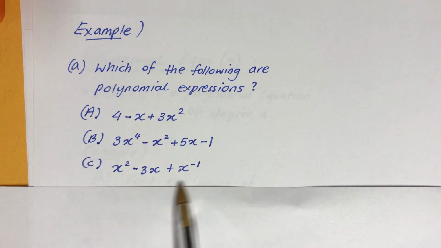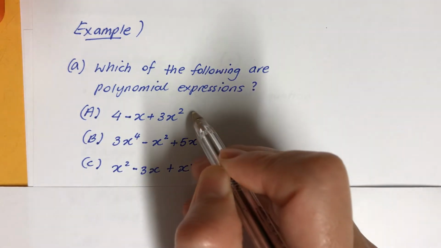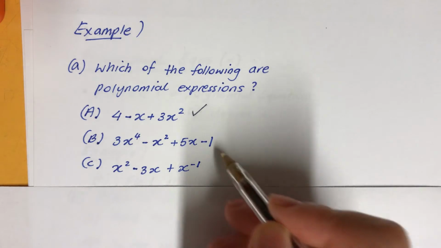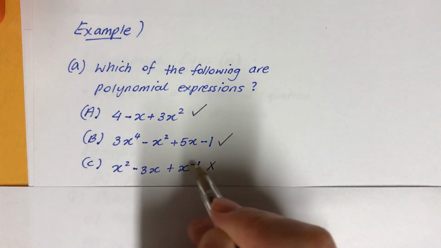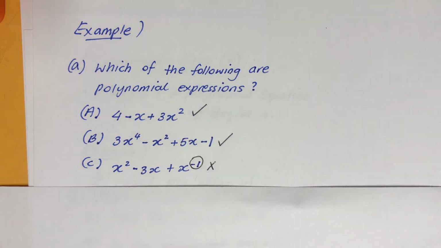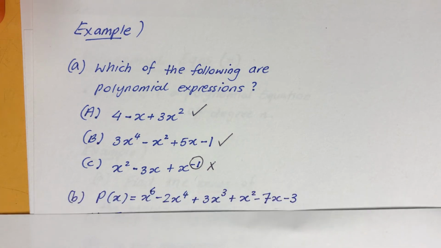I mean, when you look at it, I can say that is correct. That is correct, but not this one. Why? Because it has negative power. Like what I said before, negative power is not an expression for polynomial. Okay, next one.